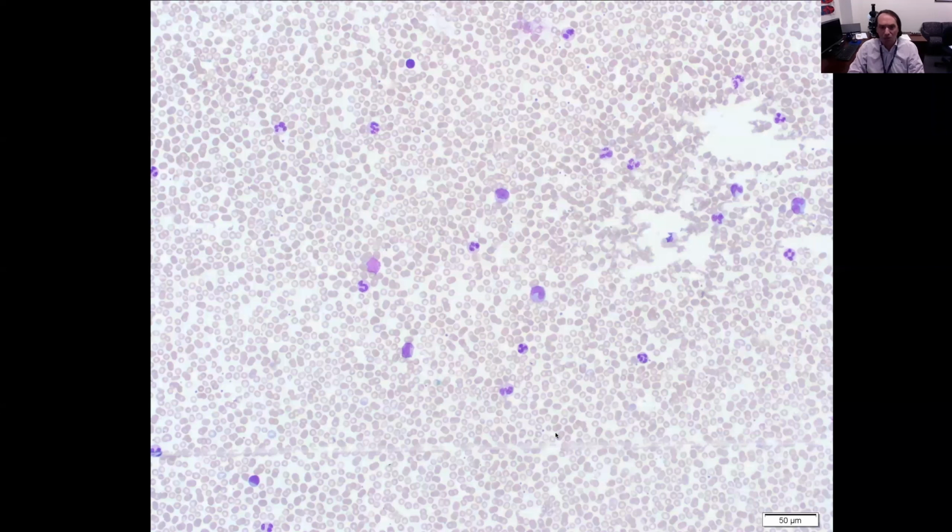Here's the low power morphology. You can probably, even from low power, appreciate the fact that there's a lot of neutrophils as well as cells that look like they could be immature monocytes perhaps. There appears to be thrombocytopenia. We're told that the patient has anemia.